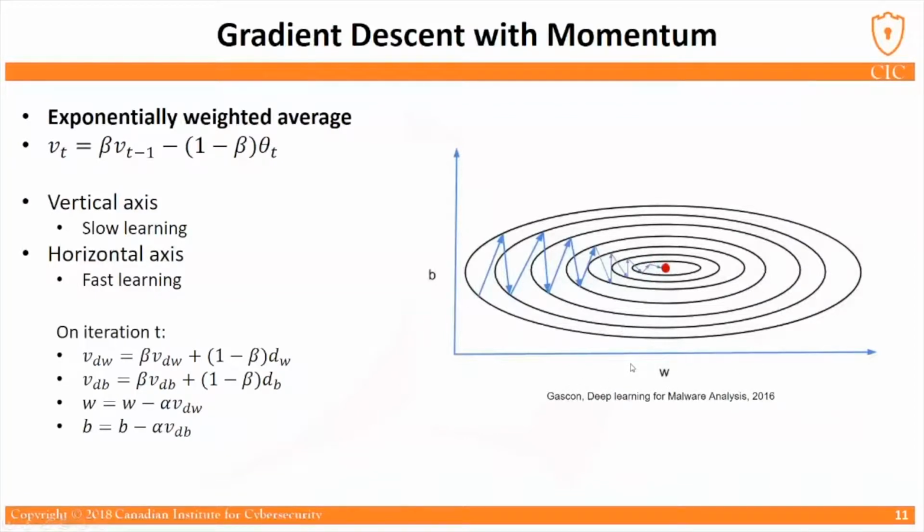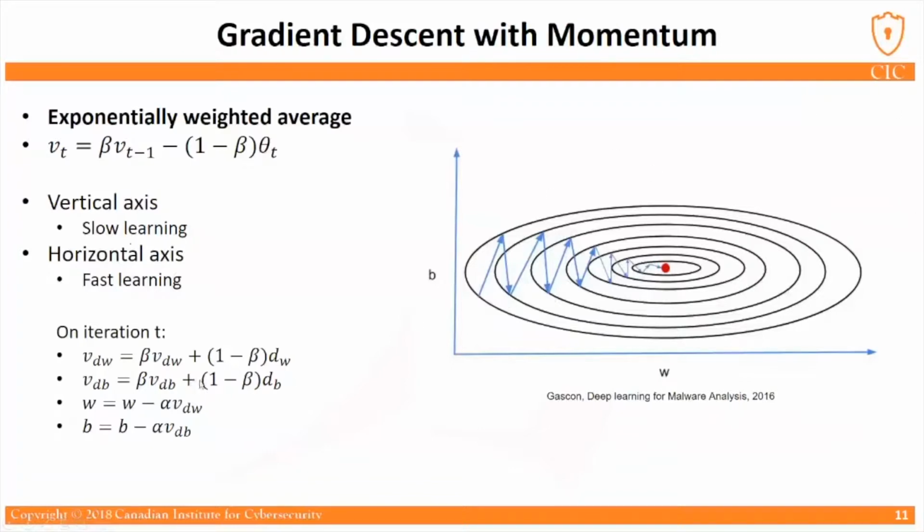The problem with the gradient descent algorithm is that when we use small learning rates, we have a lot of oscillations towards the minimum. If we have larger learning rates, we might overshoot the minimum, so we will never get to it. On the vertical axis we want slow learning, but on the horizontal axis we want faster learning. We want to get rid of these oscillations. That's why we use exponentially weighted average and gradient descent with momentum.